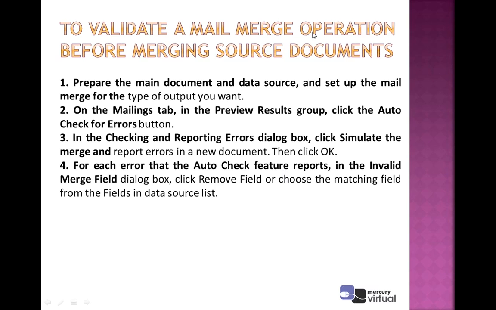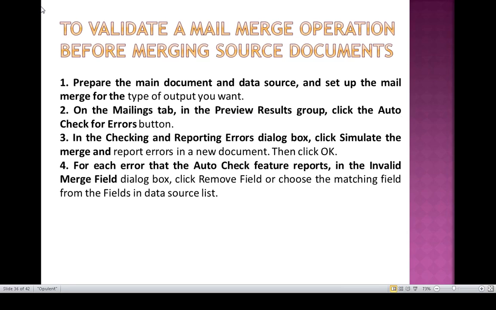Now, how to validate mail merge operations? Prepare the main document and data source and set up the mail merge for the type of output you want. On the mailings tab in the preview results group, click the auto check for errors button.